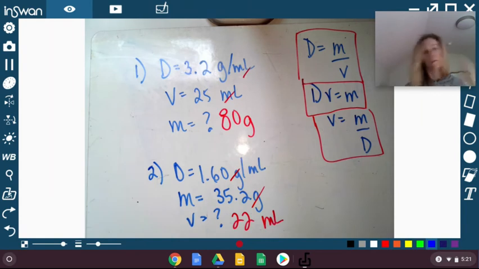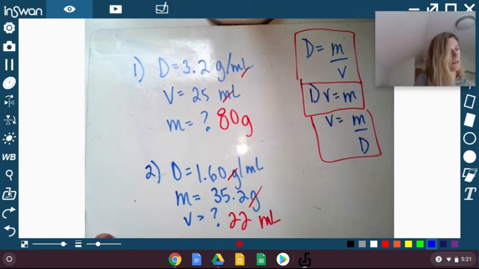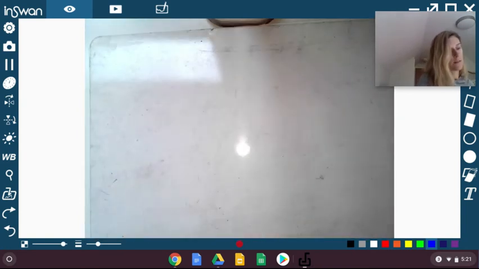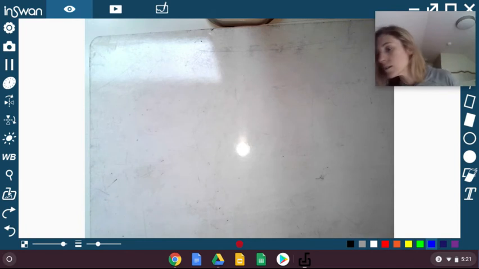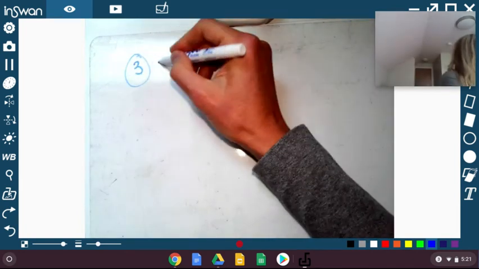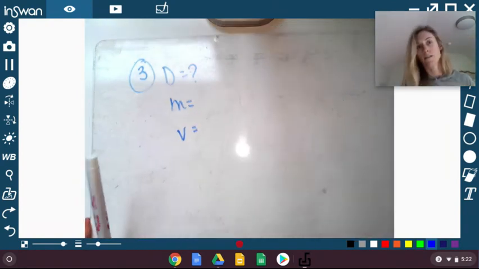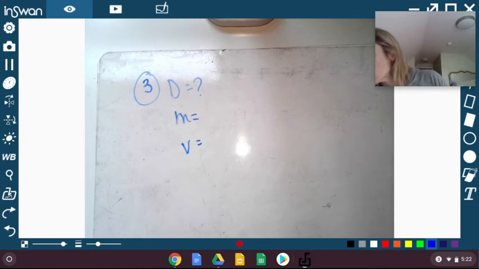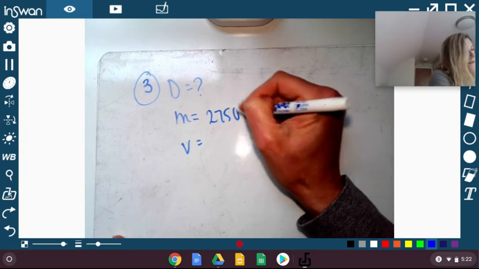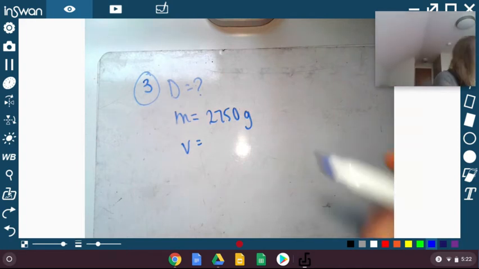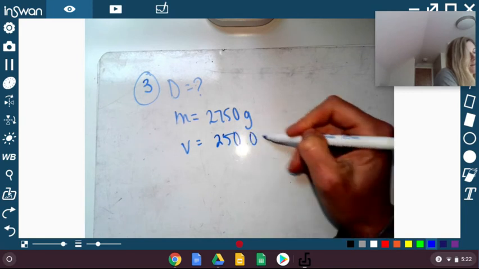Okay, number three was the last one. And for this, the simple ones are level one. Number three, we want to solve for density. Mass and volume are given to you. Mass is 2,750 grams. And volume is 250 cubic centimeters. Notice these have cubic centimeters.